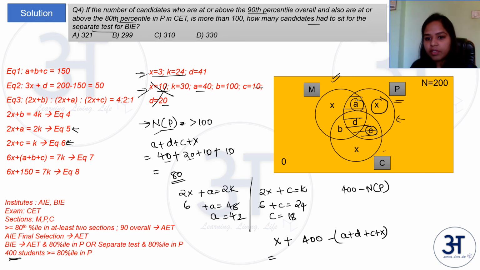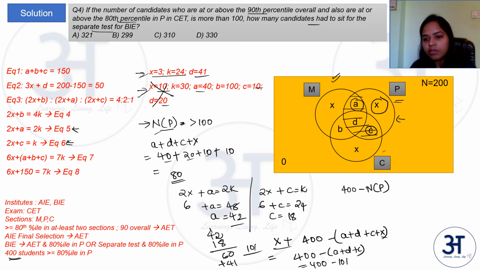So that will be equal to, this plus x and minus x will get cancelled. So 400 minus A plus D plus C. So we have all the information. We have A as 42, we have C as 18, and we have D as 41, 101. So it is 400 minus 101. So 300 minus 1, that is 299. So this is our answer.